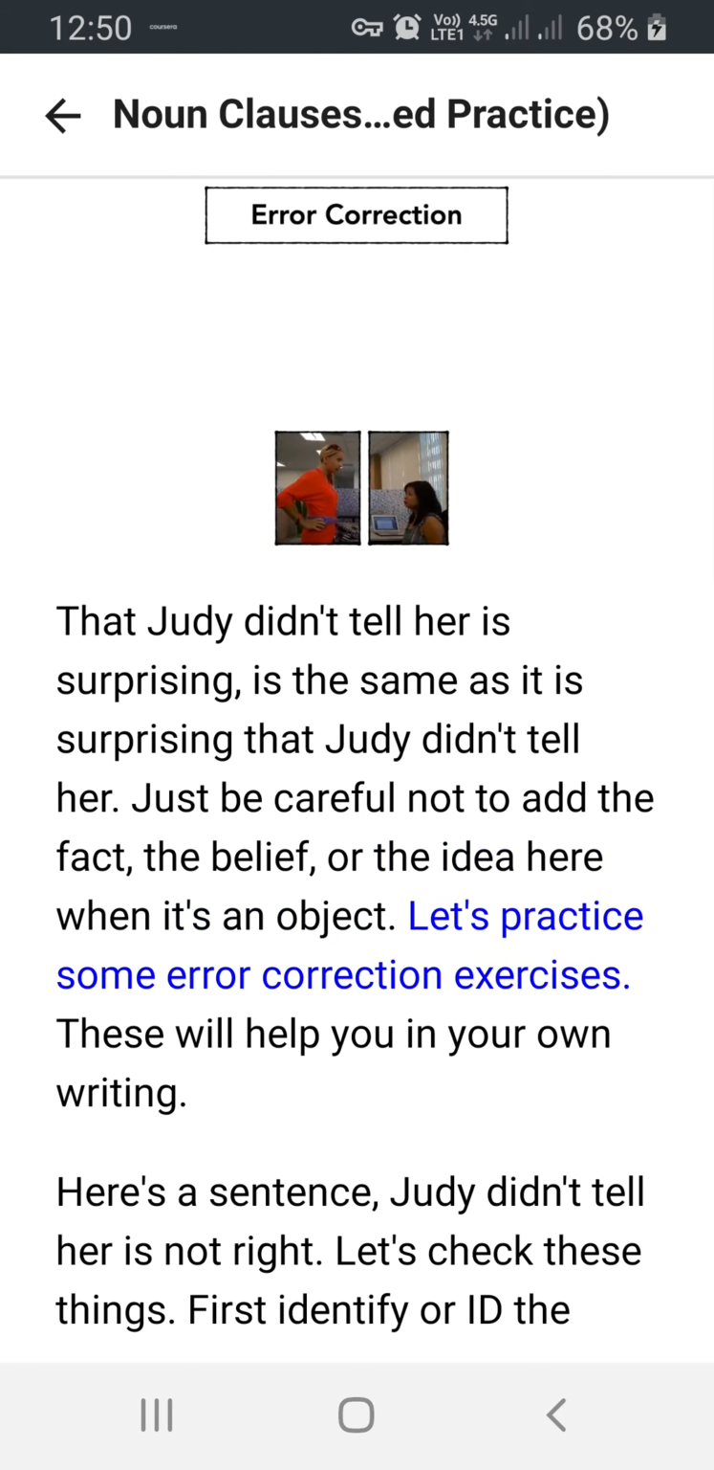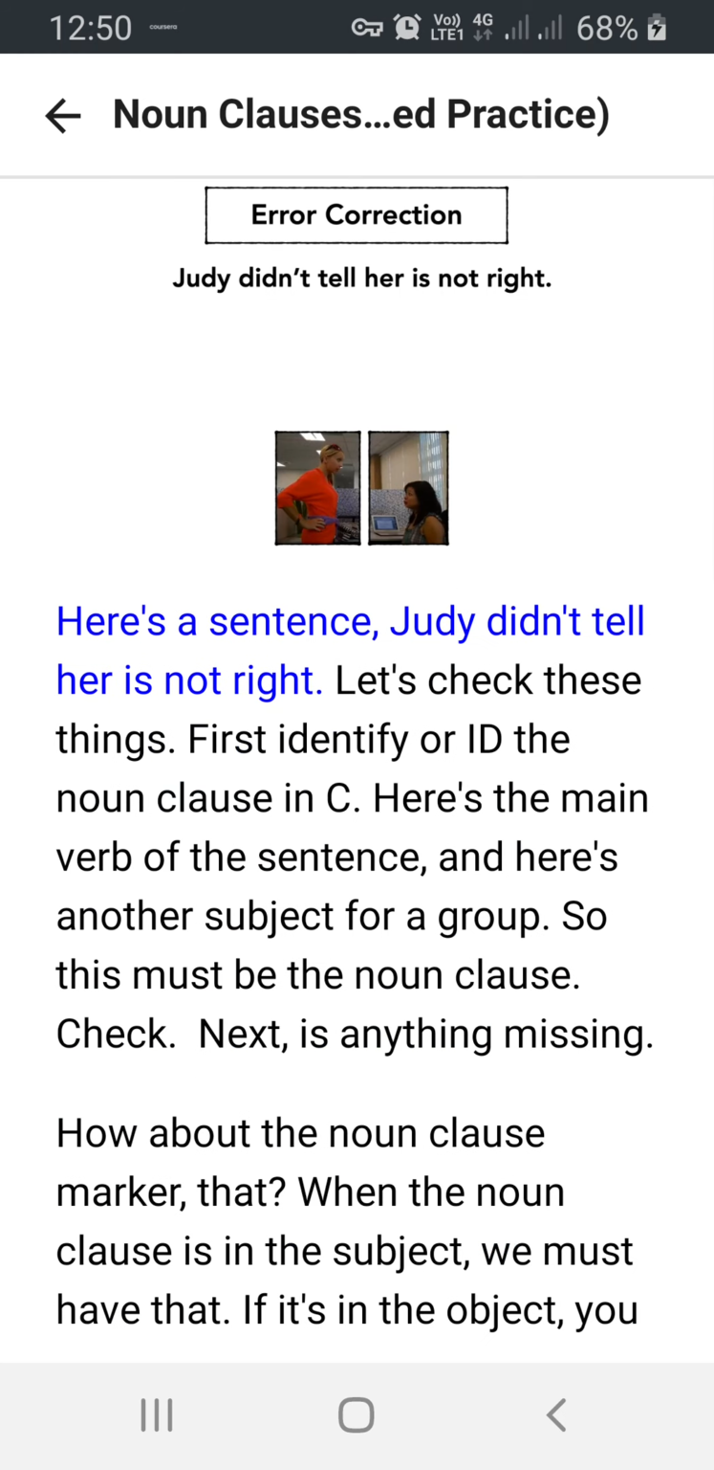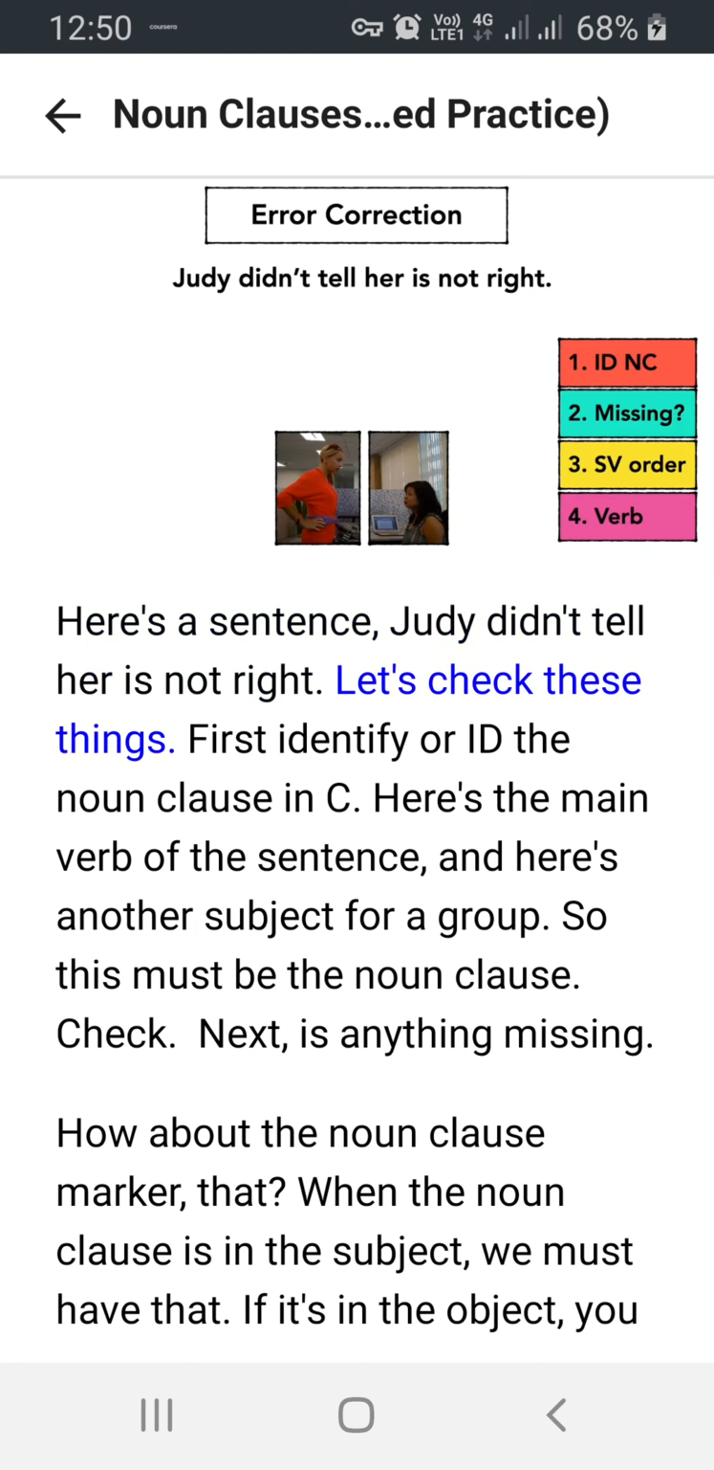Let's practice some error correction exercises. These will help you in your own writing. Here's a sentence. Judy didn't tell her is not right. Let's check these things. First, identify or ID the noun clause. Here's the main verb of the sentence, and here's another subject-verb group. So this must be the noun clause. Check. Next, is anything missing?